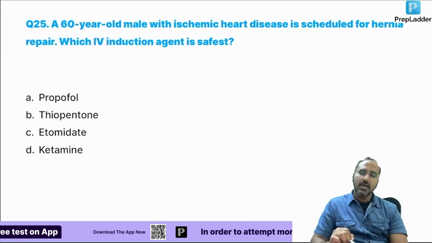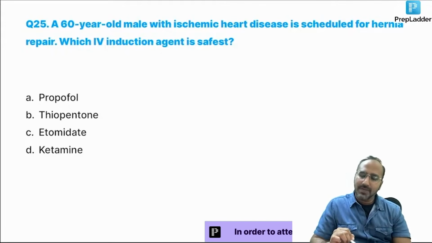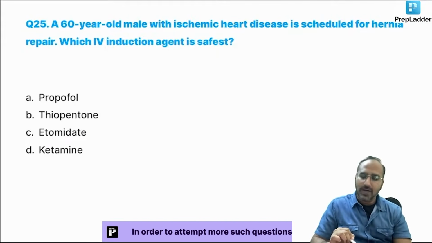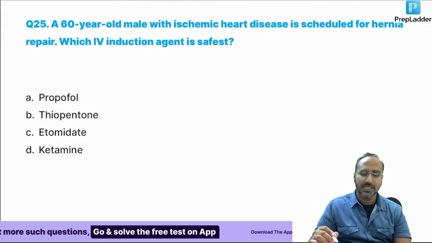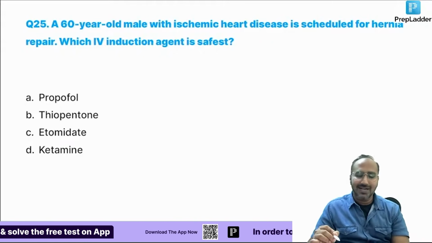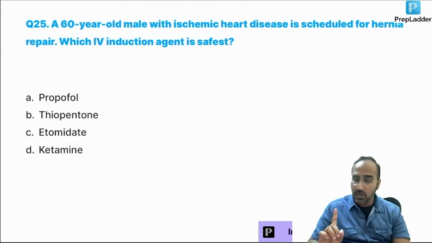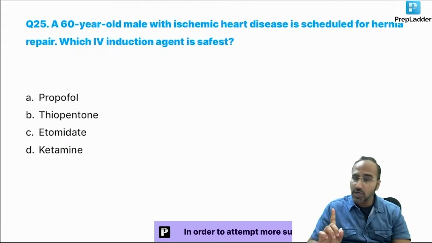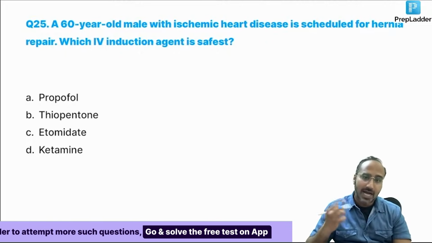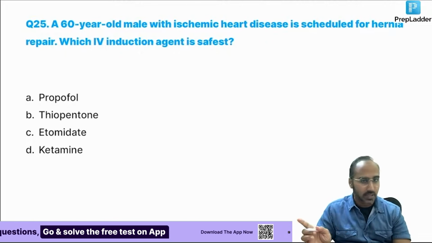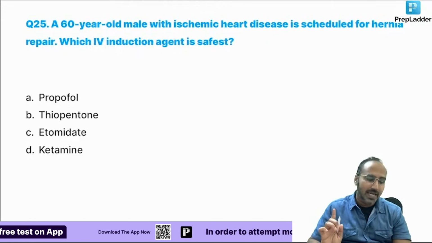Next is what? A 60-year-old male patient with ischemic heart disease is scheduled for hernia repair. Which IV induction agent is safest? Come on guys, what's the answer for this? Ischemic heart disease patient, always remember, these patients cannot tolerate extreme changes of blood pressure. Whether hypo or hyper, they cannot tolerate. Neither tachycardia, neither bradycardia they can tolerate.